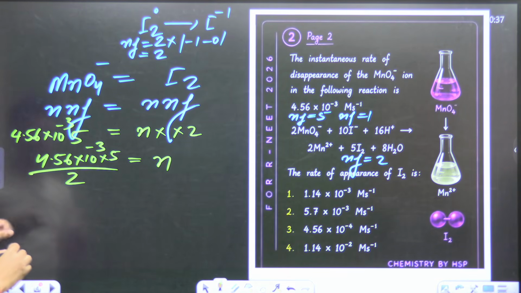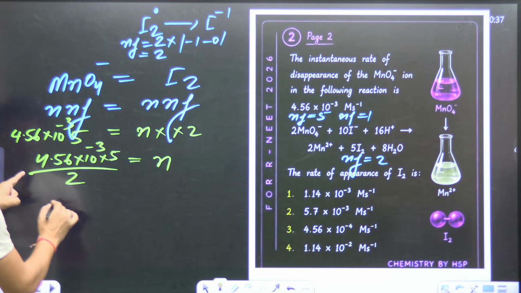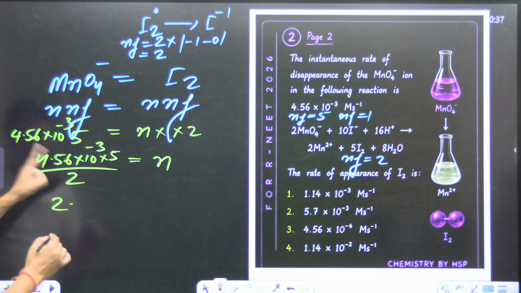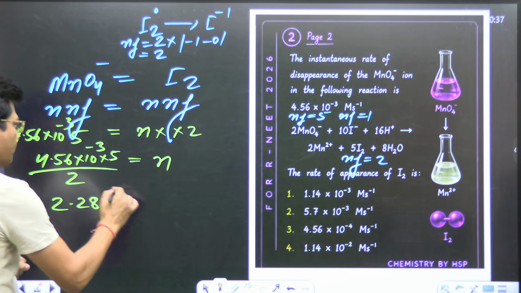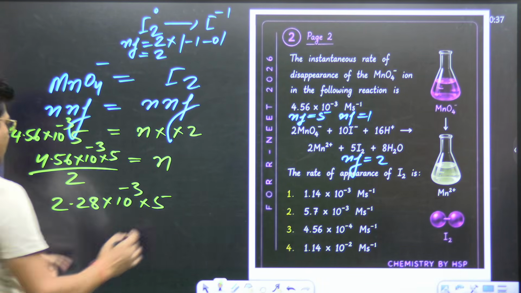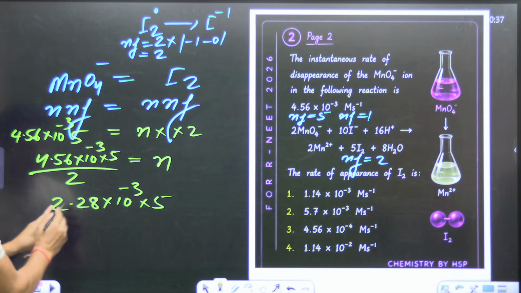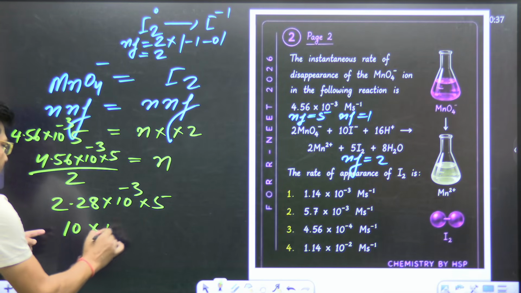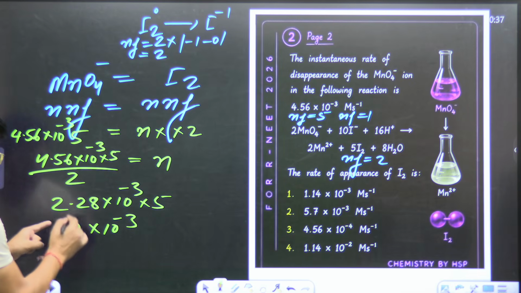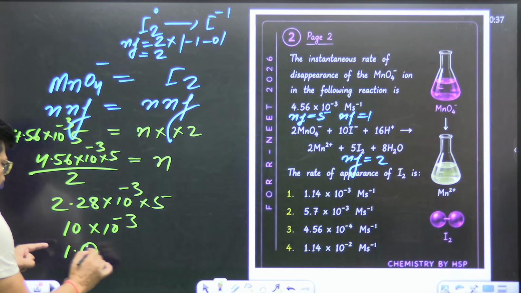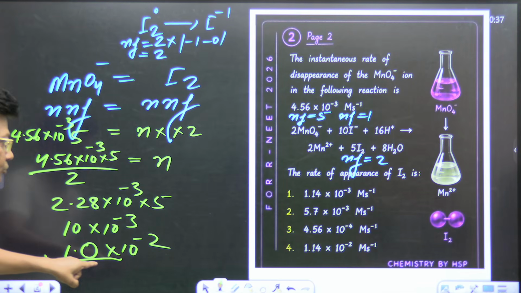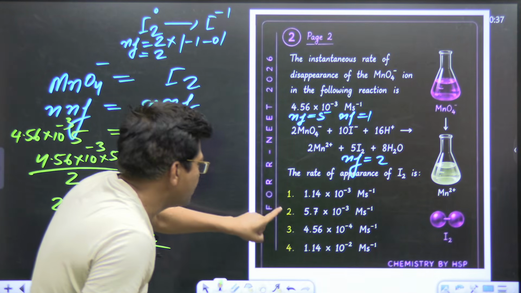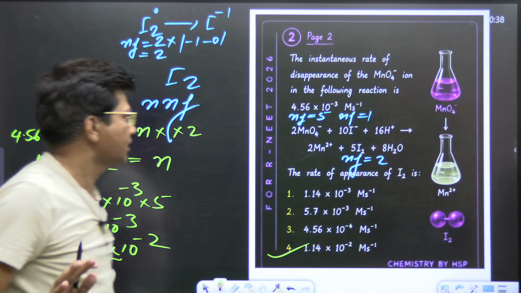Now if you divide by 2, this will become 2.28 into 10 raised to power minus 3 into 5. Now 5 2s are 10. Something more than 10 into 10 raised to power minus 3, so can I write 1 point something into 10 raised to power minus 2? This is the answer, 1 into 10 raised to power minus 2. So fourth is the correct answer. Got it?